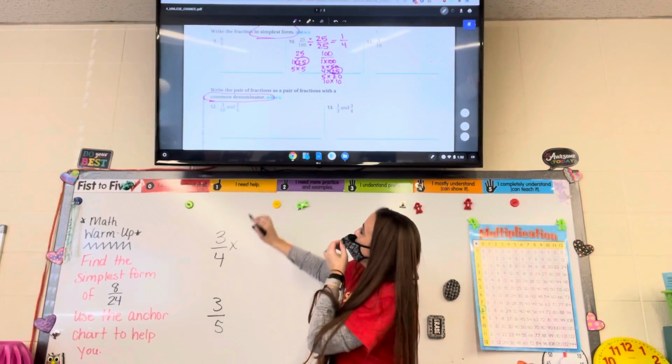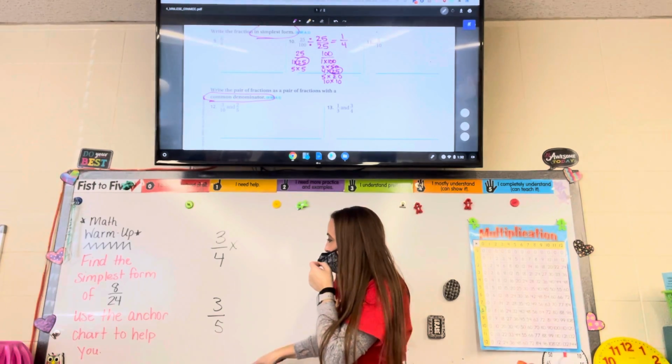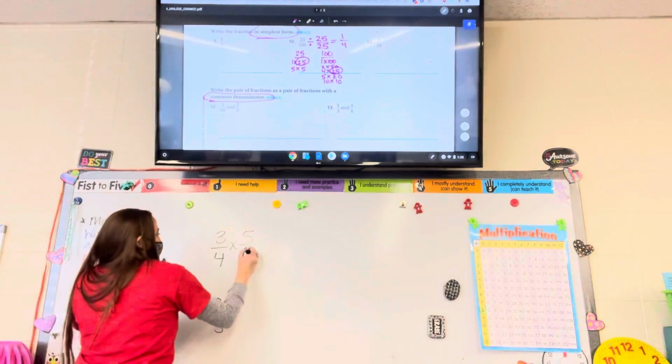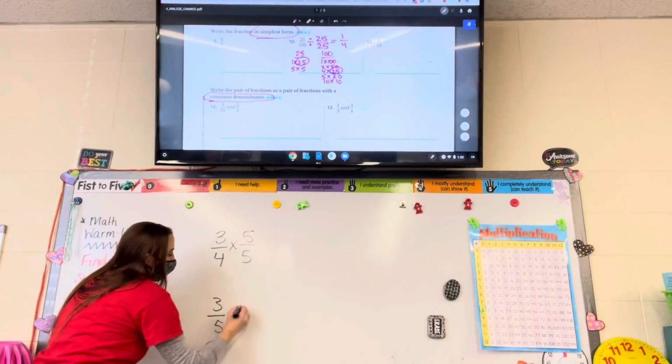So look at this. This is for 12 and 13. What do we multiply 3/4 times? 5 over 5. What do we multiply 3/5 times? 4 over 4.